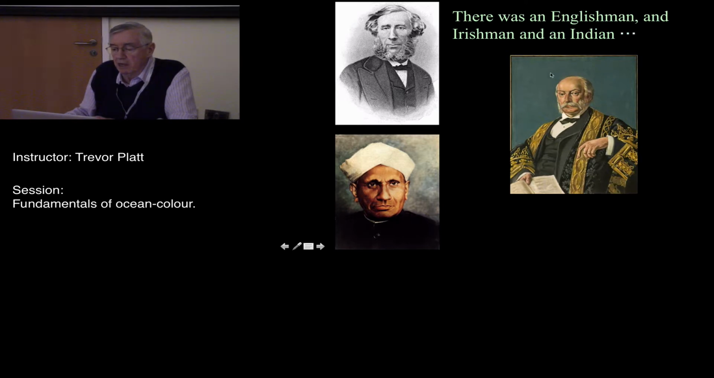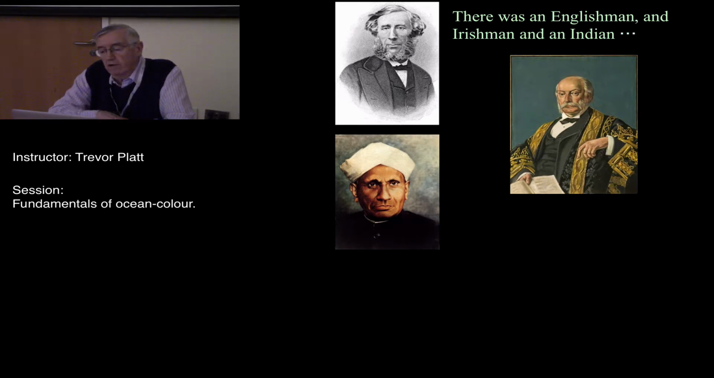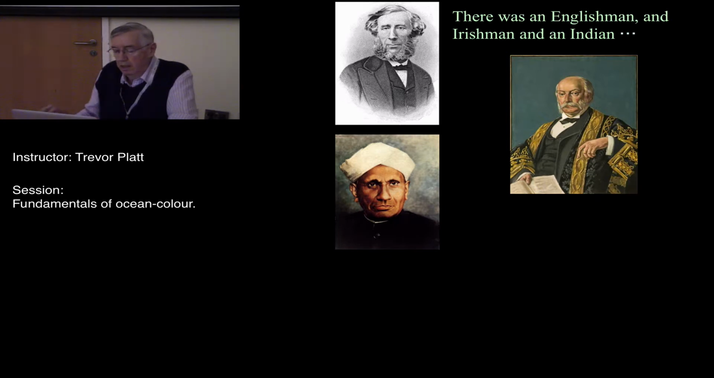Now this chap here was the most famous physicist of his day, Lord Rayleigh, a very famous physicist, president of the Royal Society, and a Nobel Prize in 1904 for the discovery of argon, and also an expert on scattering. In fact, scattering in the atmosphere is called Rayleigh scattering, after this man. And then the third one is an Indian, C.V. Raman, who you'll see what he did in a minute.